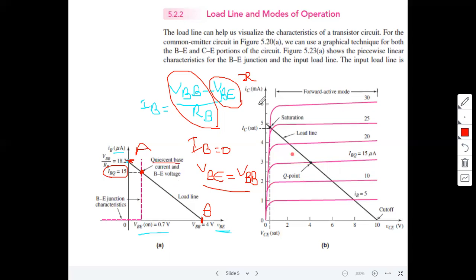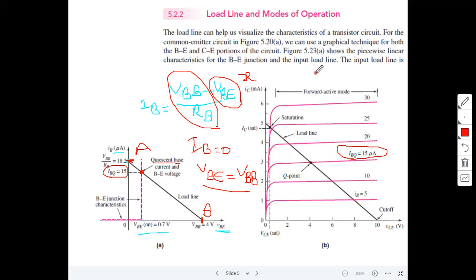Now these are the output characteristics for different inputs. Now we are interested only in the input. What is the input here? 15 microamperes. Then how to draw the load line here? Same as the input concept here. Okay, same as the input concept.